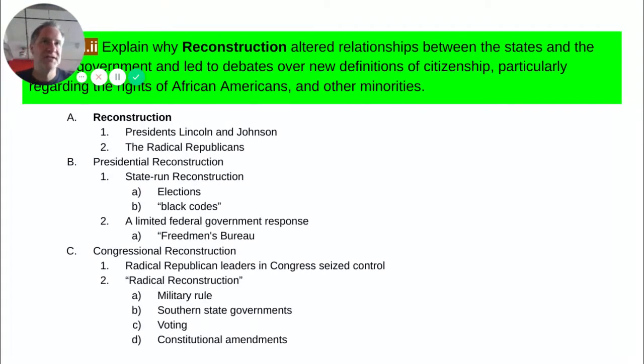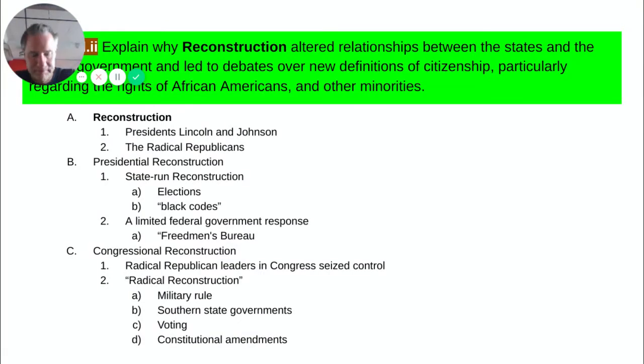Lincoln initially just allows the southern states to run their Reconstruction programs and rebuild themselves. And they start to elect new governments and write constitutions and do the things that they have to do to go back to being full states. Under state-run Reconstruction, there's very little federal intervention in the South. They're deferring to the state governments.